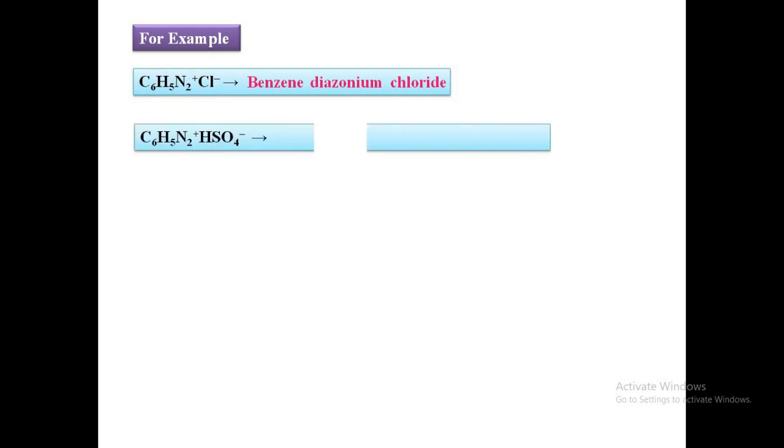Similarly, consider the next example, C6H5N2+ HSO4-. So the first part in this case is C6H5. So the name has to be given benzene, followed by N2+, thus written as diazonium, and the next one is HSO4-, called hydrogen sulfate. Thus the name of the compound is benzene diazonium hydrogen sulfate.